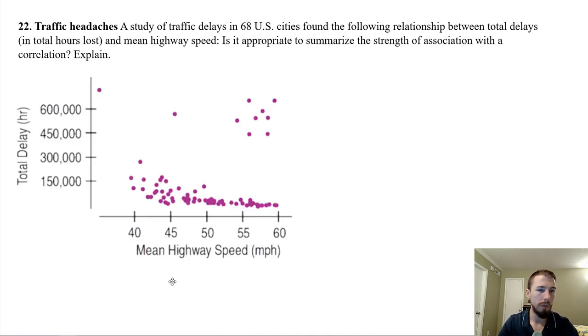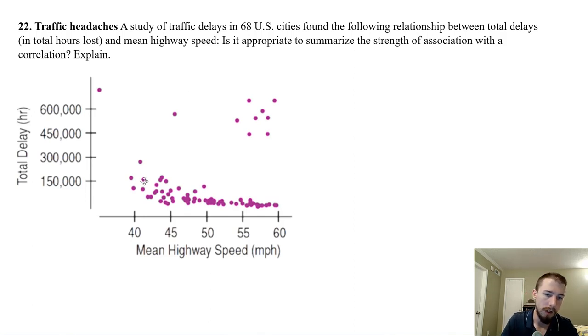So let's look at number 22, because I don't want to go over 30 minutes if I don't have to. A study in traffic delays, 68 U.S. cities found following relationship between total delays and total hours and mean highway speed. Is it appropriate to summarize the strength of the association with correlation, meaning the correlation coefficient? Well, there are three things we have to check first. Conditions. So first, it has to be linear.